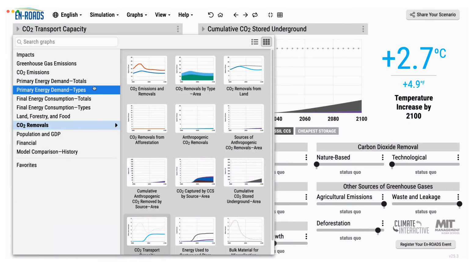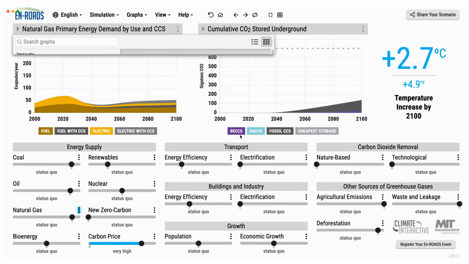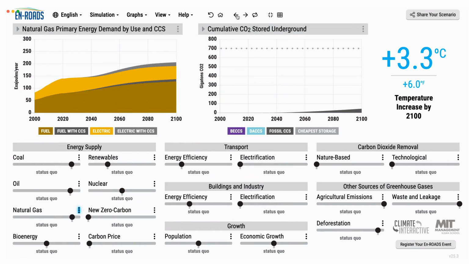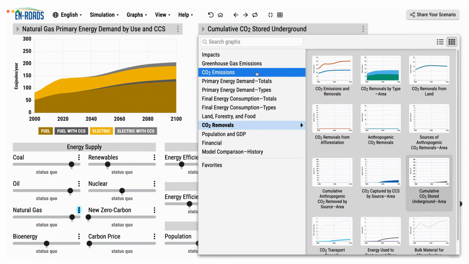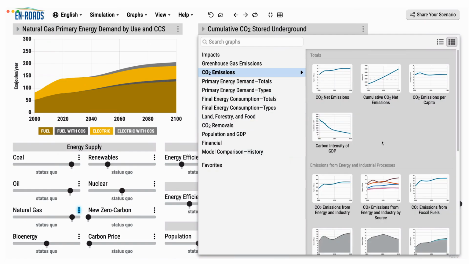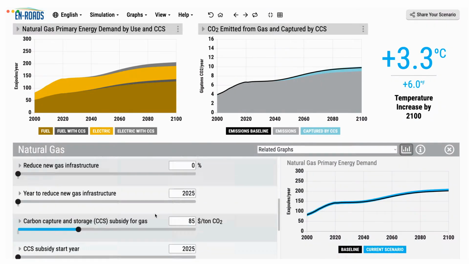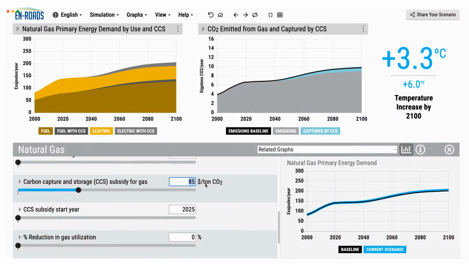Over on the left, I'll pull up what's happening with natural gas, and I'm going to undo that carbon price. And over on the right, a very important graph under CO2 emissions is CO2 emitted from gas and captured by CCS. For this test, I'm going to double the subsidy from $85 up to $170 a ton, and we get to see more growth in gas CCS.